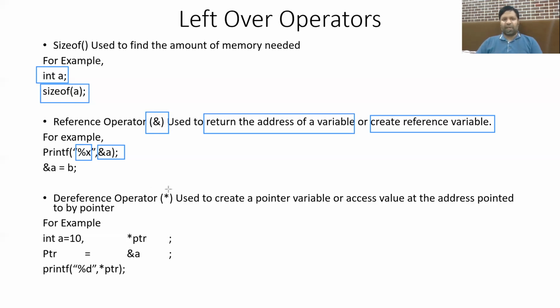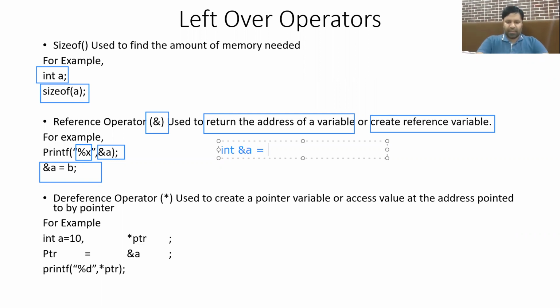The second use of the reference operator is to create a reference variable. So this is how you can create a reference variable. We are using the ampersand symbol with the expression on the left hand side. Generally we use a equals b, but here we are using ampersand a equals b. Now what happens if I write a statement like this? int &a = b. Here I am creating a reference variable a. What is a reference variable? A reference variable is an aliasing.